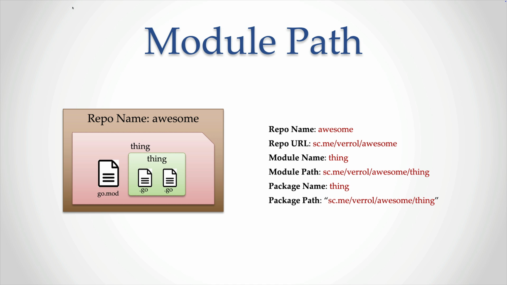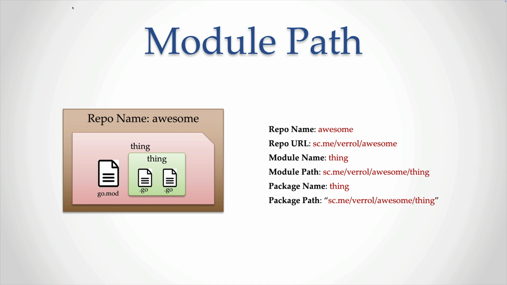But in this case, to use this package thing, we don't go scm.me/verl/awesome/thing, which is the module path, /thing, which would be the package name. We just have one thing as opposed to the two things.